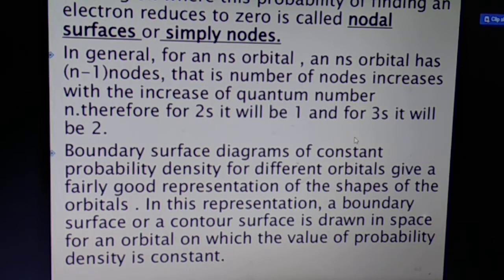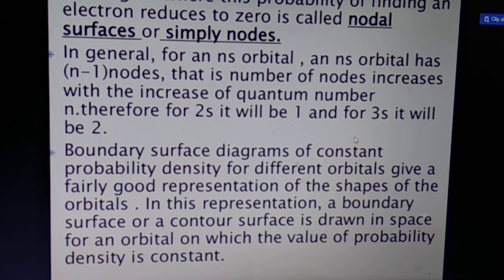Next, boundary surface diagrams of constant probability density for different orbitals give a fairly good representation of the shapes of the orbital. In this representation, my dear children, a boundary surface or a contour surface is drawn in space for an orbital on which the value of probability density is constant.